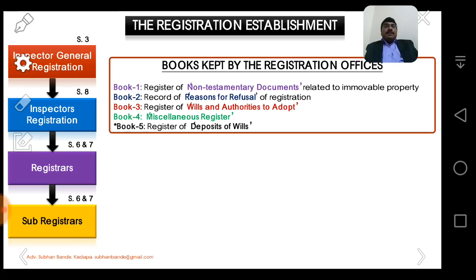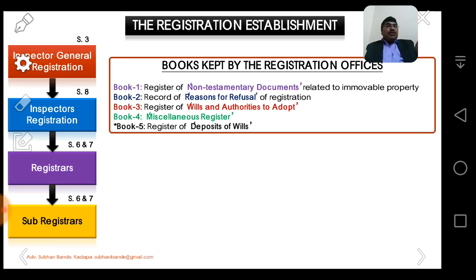Every registrar and sub-registrar should keep the following books in the registration offices. They are Book 1, Book 2, Book 3, Book 4 and Book 5. Book 1 deals with the register of non-testamentary documents related to immovable property. Only non-testamentary documents related to immovable property are recorded under Book number 1.